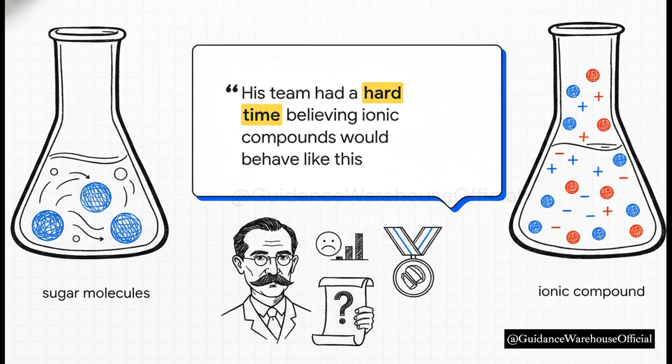Back in 1884, a Swedish chemist named Svante August Arrhenius proposed a really radical idea for his PhD dissertation. He claimed that when ionic compounds dissolve, the ions physically separate from each other. His examination team actually had a really hard time believing this. They gave him a barely passing grade. But guess what? Years later, this exact same work won him the Nobel Prize in chemistry.